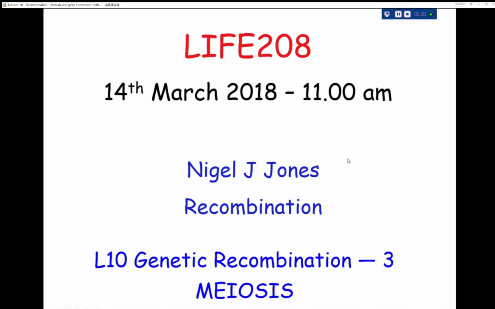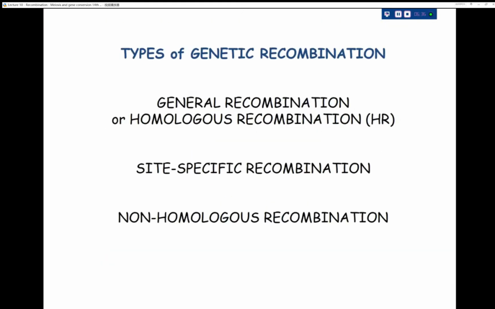Okay, so we talked about homologous recombination, how it functions as part of the SOS response in E. coli, its role in conjugation, also its role as a repair pathway in mammalian cells, but another important role for homologous recombination is in meiosis. So I just want to briefly talk about that.